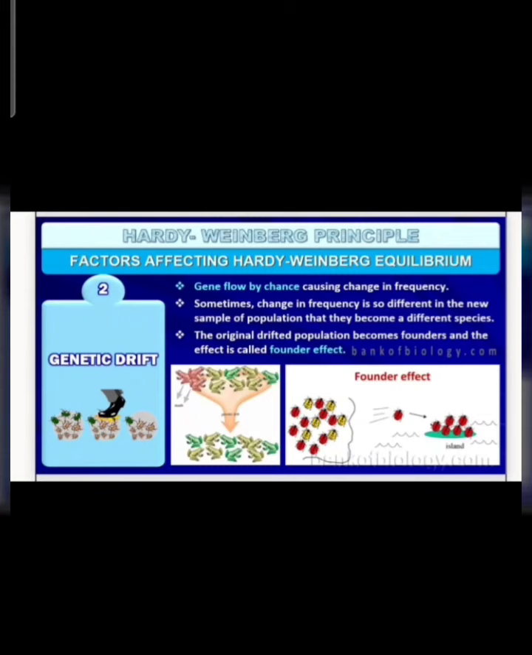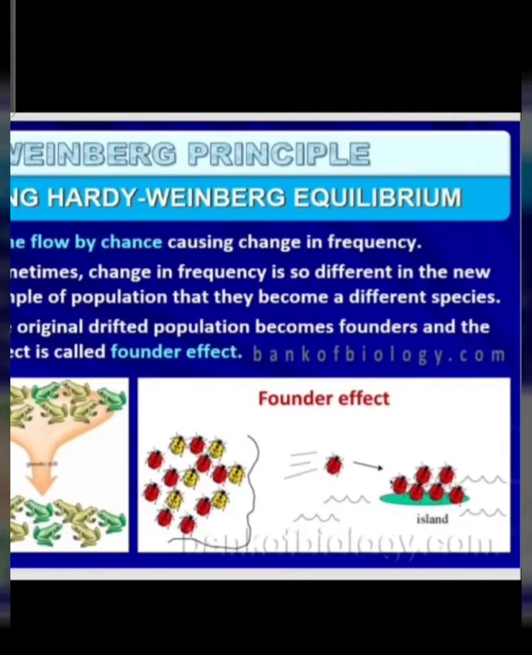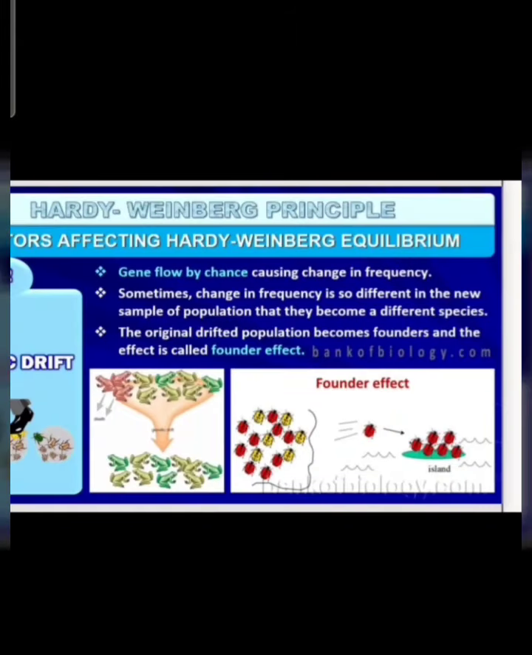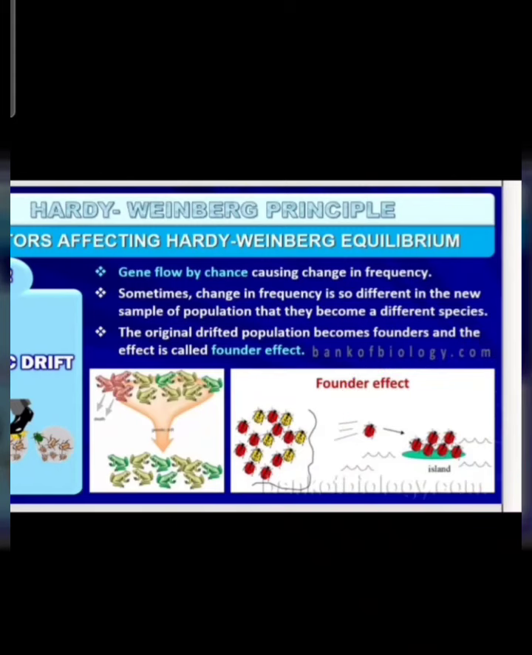So genetic drift: gene flow by chance causing a change in the frequency. Sometimes the change in frequency is so different in the new sample of the population that they become different species. Their original drifted population becomes the founders, and the effect is called the founder effect. As you can see with the picture here, what is the founder effect? From one population, if gene flow is occurring, the original different population becomes the founder. That itself we call the founder effect.